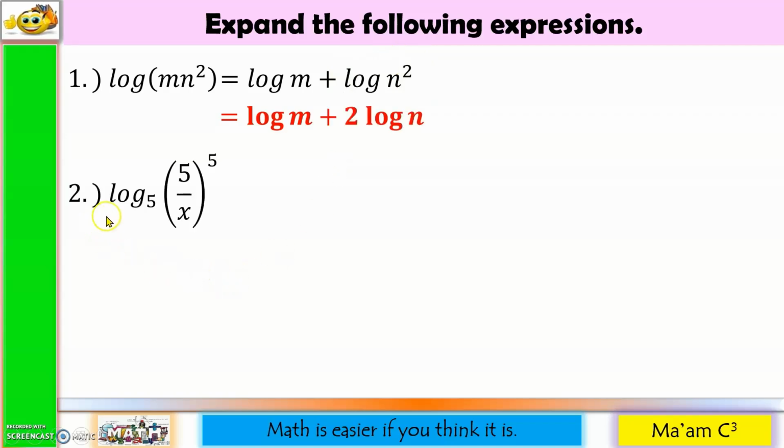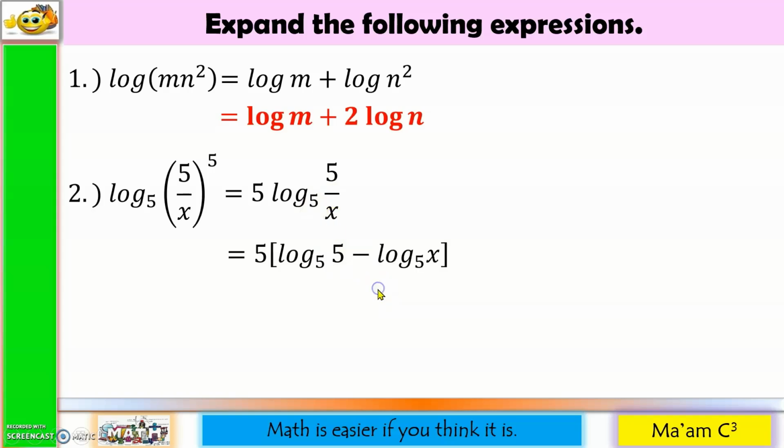Next one, we have the logarithm of the quantity 5 over x raised to 5 to the base 5. So let us apply first the power law. So let's bring down 5 here in front. Next, let us isolate this 5 here. Let's copy it. And then this one, we can apply the quotient law. So this will become the logarithm of 5 to the base 5 minus the logarithm of x to the base 5.